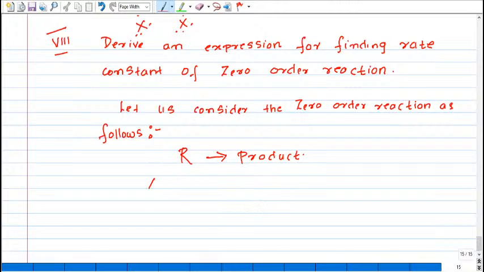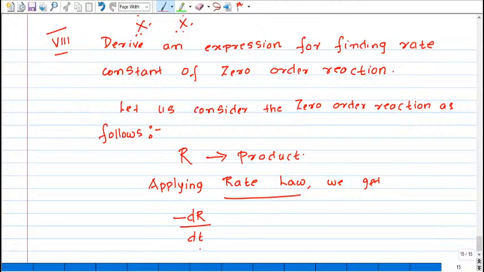Now I can apply the rate law. What is the rate law? We write minus dR by dt. If it is rate law, you have to write minus dR by dt. It is directly proportional to this reactant R. There is no number here. If there were a number, we would have substituted 2 or 3 here. For a 0 order reaction, I have to write only 0 here, because the power is 0. That's why I am writing 0 here.